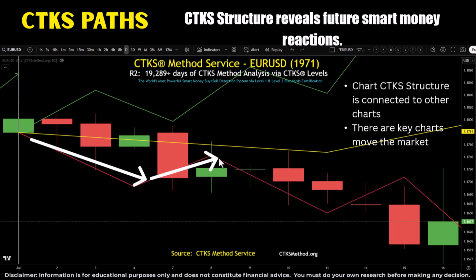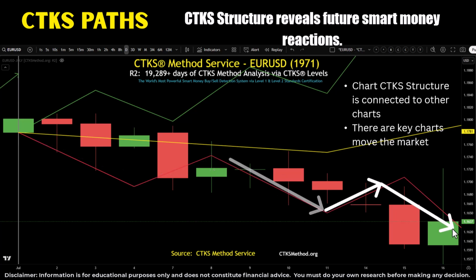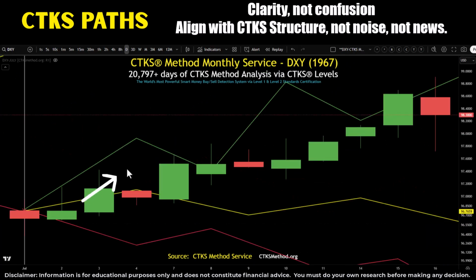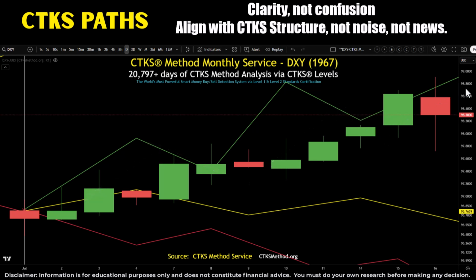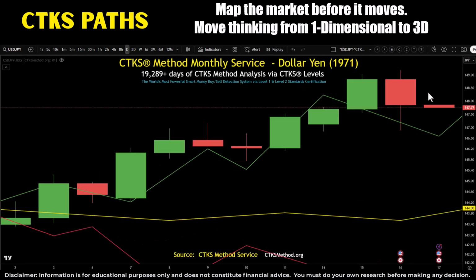Looking at the euro dollar, we can see it's perfectly matching negative or bearish CTKS structure at the current time. And the DXY is currently marrying up to positive structural levels. With the paths, you know exactly where you stand. You have clarity, not confusion, and all of these paths align with CTKS structure. If you're trading Forex, having some concept as to where your pair is going is wildly important.